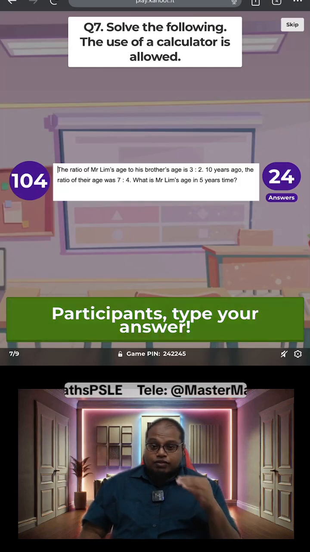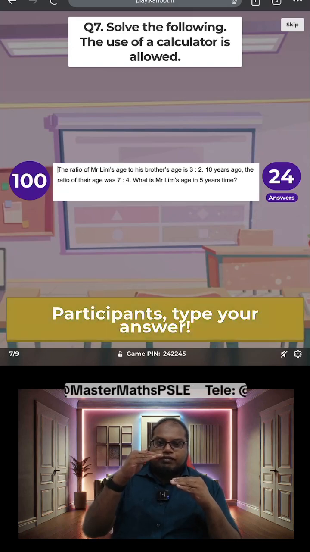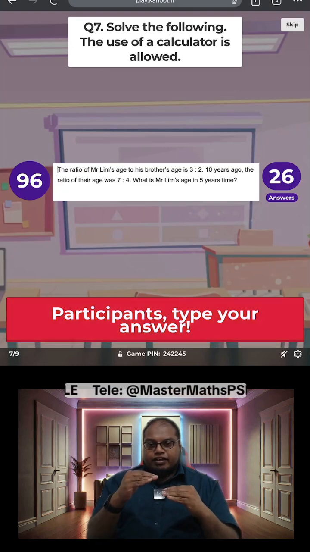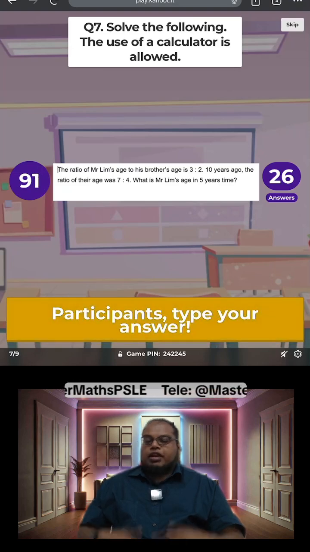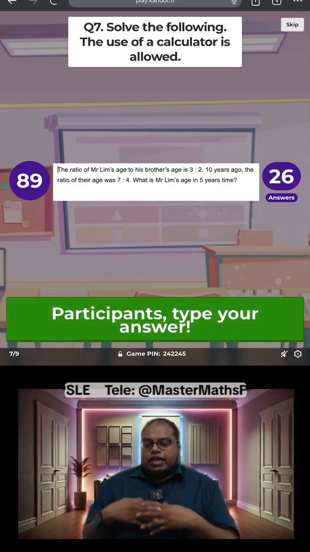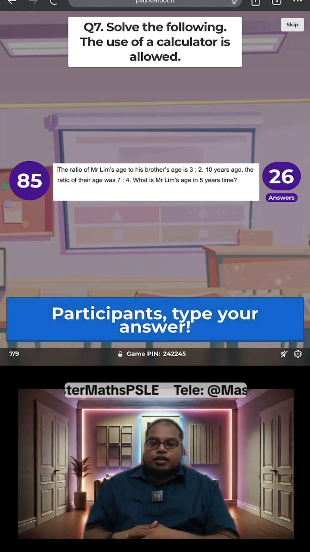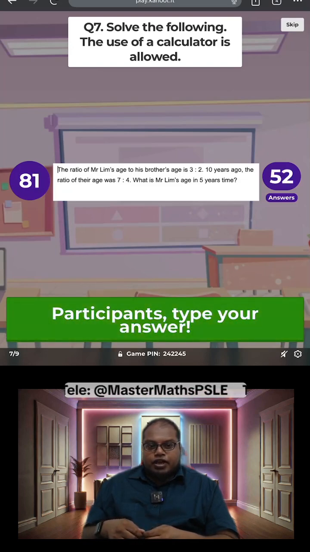So, if the brother is this old, Mr. Lim is this old. 5 years later, like that. 10 years ago, like that. But depending on how you solve this question, they're asking for what is Mr. Lim's age in 5 years' time. Very good there, Rizwana.